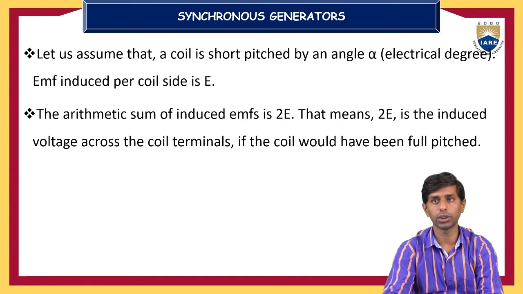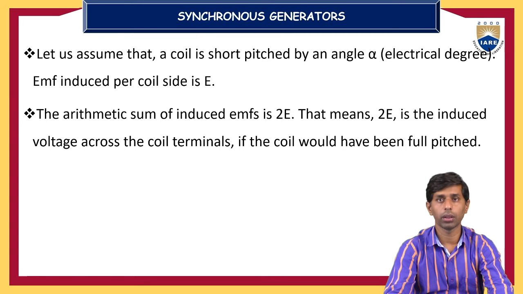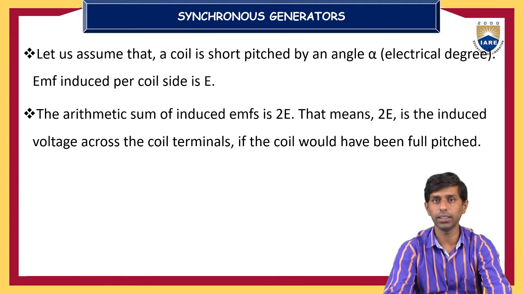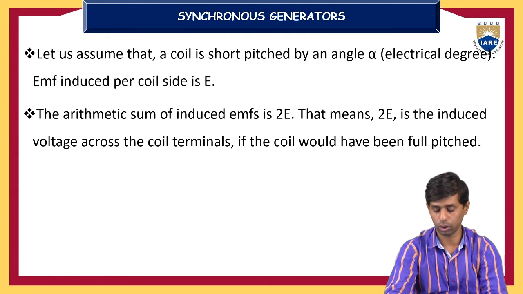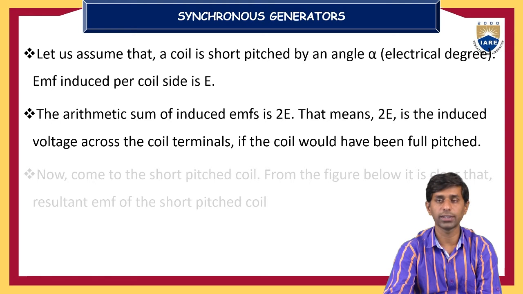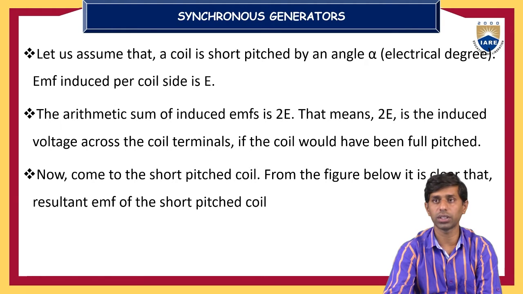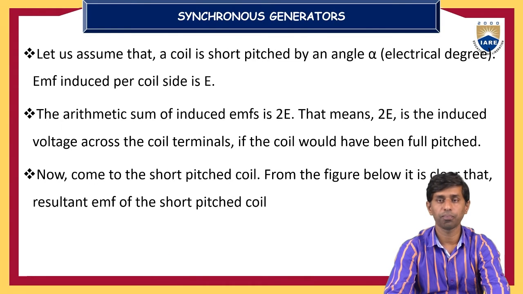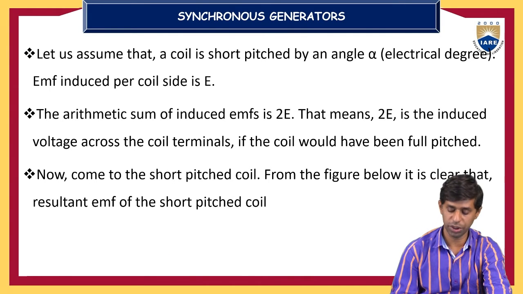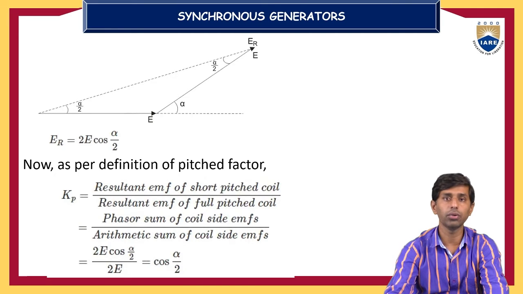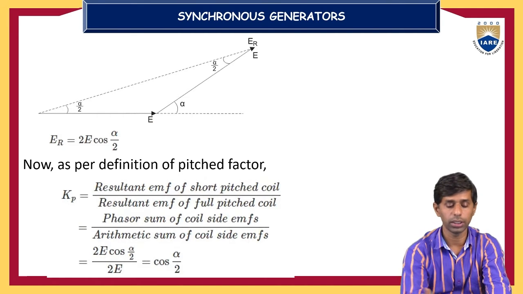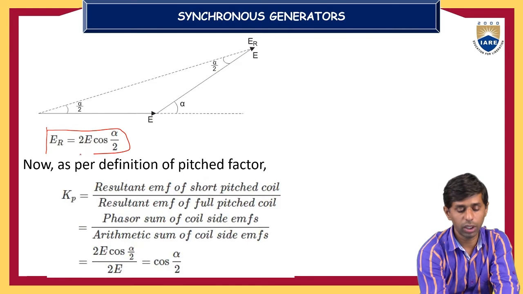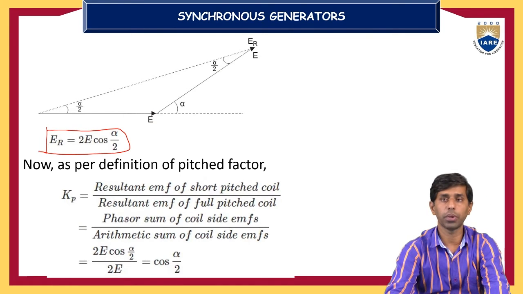Let us assume the coil is short pitched by an angle alpha. The EMF induced per coil side is E. When the winding is full pitched, the arithmetic sum of the induced EMFs is 2E. Two sides, each with E, that is E plus E, that is 2E, the induced EMF of the alternator winding when it is full pitched. When it is short pitched by an angle alpha, the induced EMF is added vectorially, that is ER, the resultant induced EMF, equal to 2E cos alpha by 2.